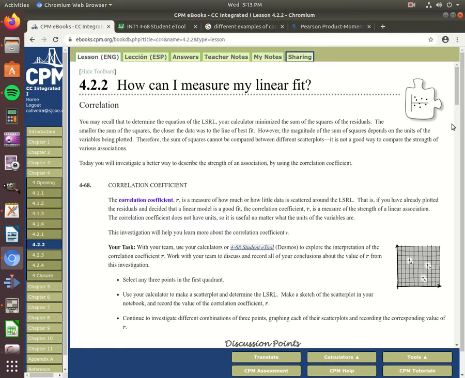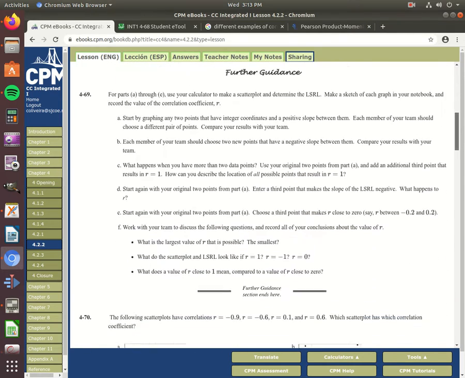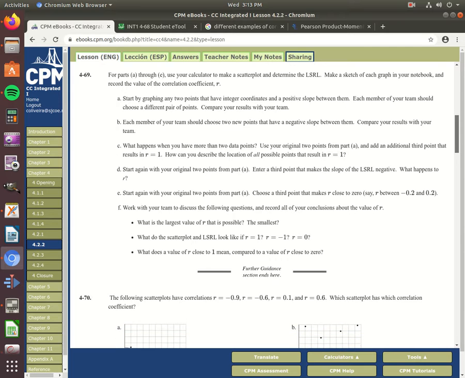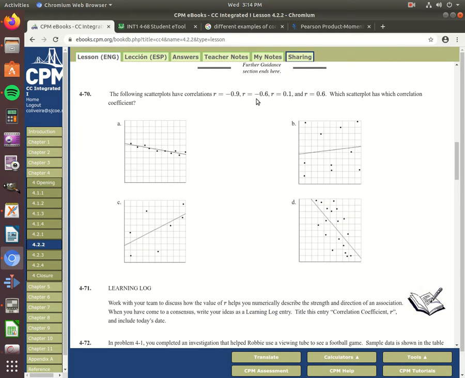All right, so moving along here. Parts A through C, use your calculator. What happens when we have 1? It's exactly straight up and down. What happens when we have -1? It's exactly up linear, exactly down linear, and then chaos. I'm pretty pleased with what I've already said. So now we should be able to look. We're going to match these things.